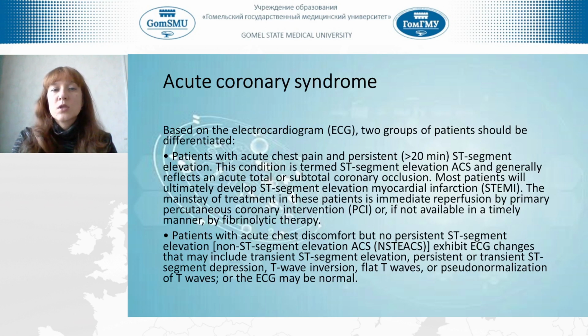Patients with acute chest discomfort but no persistent ST segment elevation, termed non-ST elevation acute coronary syndrome, exhibit ECG changes that may include transient ST segment elevation, persistent or transient ST segment depression, T wave inversion, flat T waves, or pseudonormalization of T waves. On the other hand, the ECG may be normal.